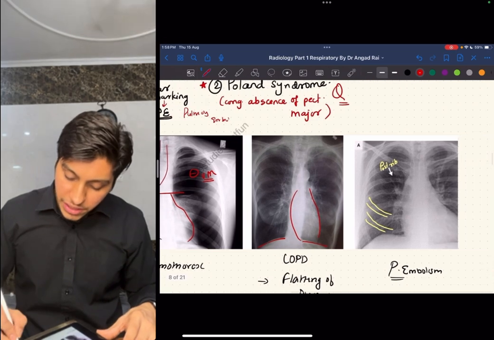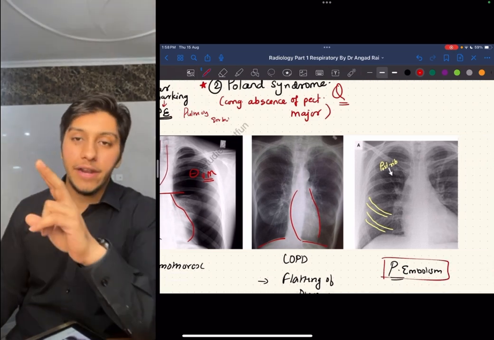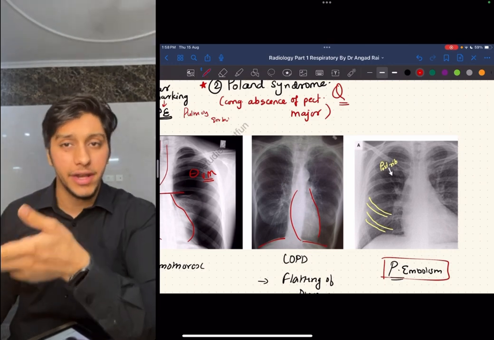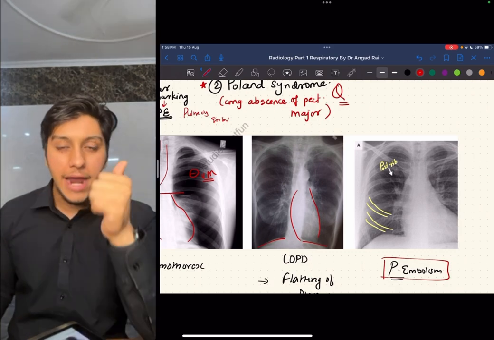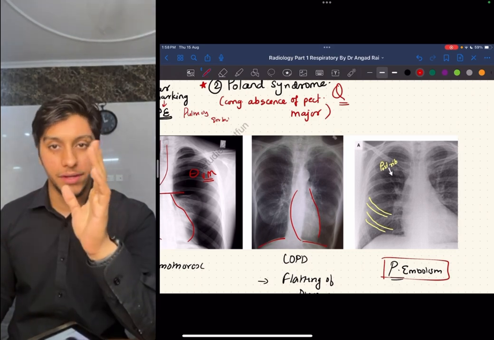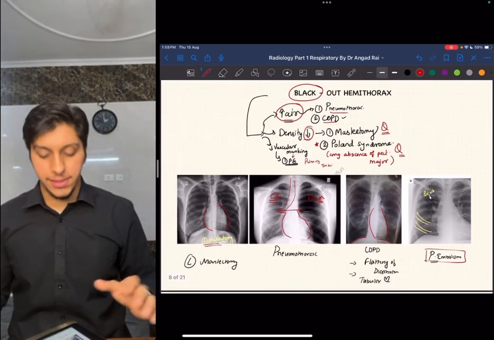Then another condition which will be seen is pulmonary embolism. Also, you will see black. Why? Because of the emboli. It can form two conditions. One, we will talk about in the next video, which will be Hampton hump in case of massive pulmonary embolism. Hampton hump, and you will see Westermark sign will be there. Okay. So this is all about blackout in hemithorax.